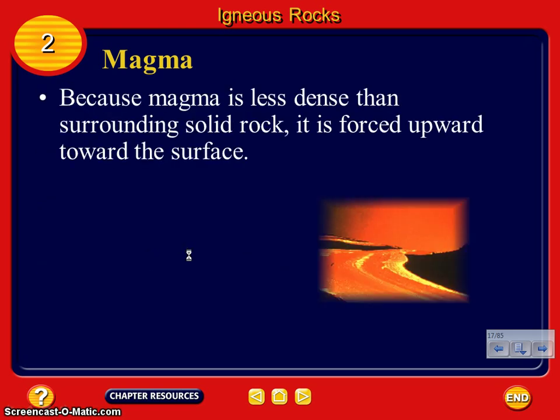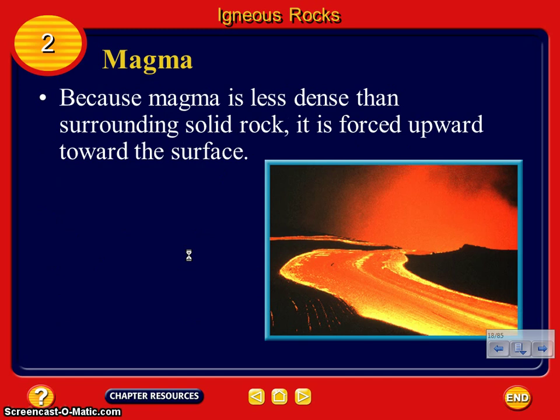Now, this next slide, yes, we need to talk about. So you need to write this down. First thing, with magma, because magma is less dense than the surrounding solid rock, it is forced upward towards the surface. Okay? So it's not as dense, so it's just going to want to go up. It's going to work its way all the way up.